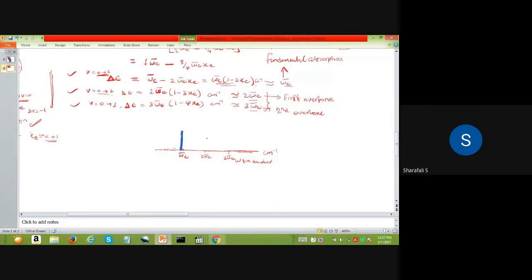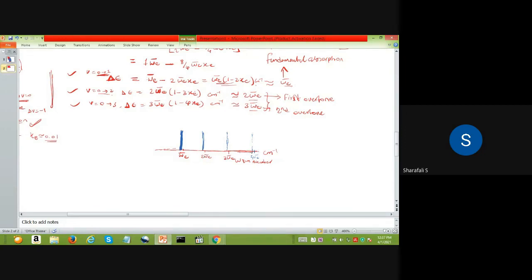And in the next one, that is the first overtone, it will come somewhere here. This is also close to this 2 omega E bar, but not exactly at that 2 omega E bar. And in the third case, we have 3 omega E bar. So that is the line which is close to this 3 omega E bar. And if you are having 4 omega E bar, we have something like this here also. This is your 4 omega E bar, and so on. So for the omega E bar, it will be somewhere here and less than that.